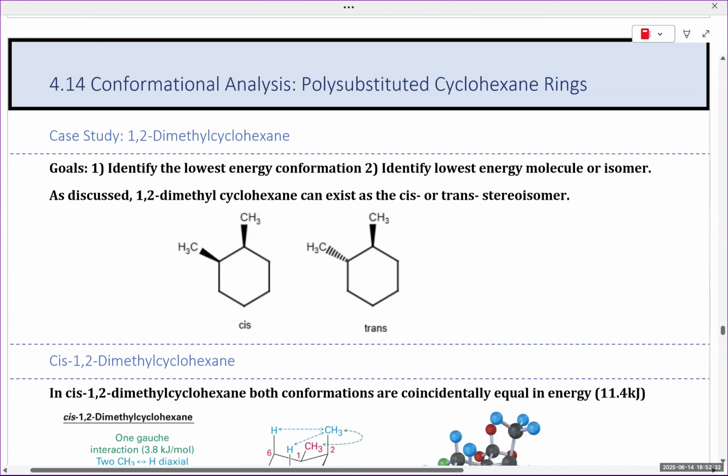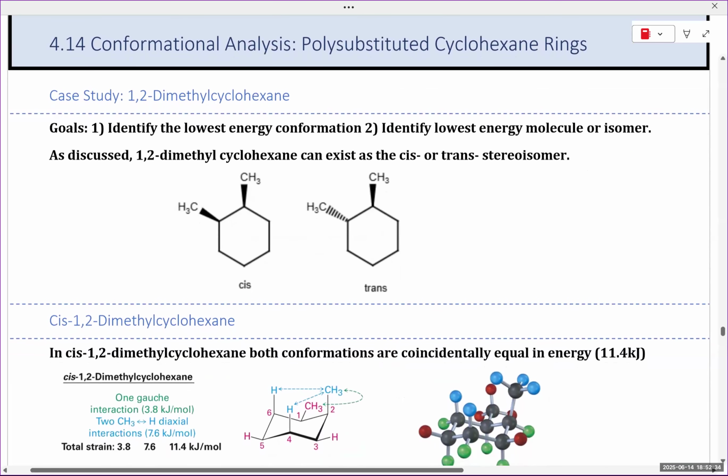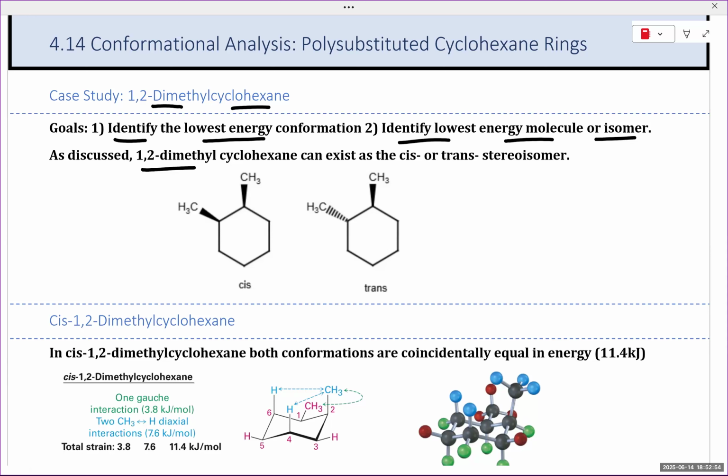Okay, let's do some conformational analysis for polysubstituted cyclohexane ring systems. And let's do a case study involving 1,2-dimethyl cyclohexane. Our goals in this case are to identify the lowest energy conformation and identify the lowest energy molecule or isomer. As discussed, 1,2-dimethyl cyclohexane can exist as the cis or trans stereoisomer. And let's look at both.